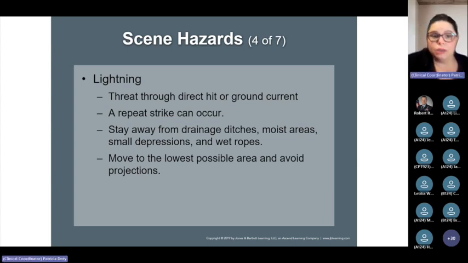Lightning is another one. Okay. So you can get it through a direct hit, or it could be a ground current. There can be repeat strikes. They say, oh, well, lightning never strikes twice in the same place. Yeah, it does. To avoid being injured by ground current, stay away from drainage ditches, any moist areas, small depressions and fields and things of that nature, and wet ropes. And if you believe a strike is imminent, move to the lowest possible area. So if you feel the hair on the back of your neck standing up, just hit the floor.